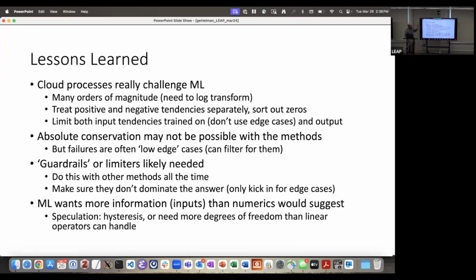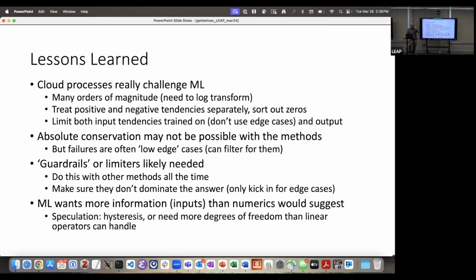So the general lessons of this are that cloud processes really challenge our machine learning techniques. There are many orders of magnitude, so we're doing these log transforms. We have to filter the zero cases because we're dealing with a highly nonlinear process that has threshold effects. Initially, we treated the positive and negative tendencies separately for some of the variables like the rain number, and we had to sort out the zero cases. We also limit the edge cases: we don't use them, and try to limit that on both the input and the output.